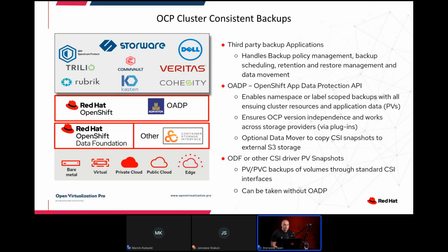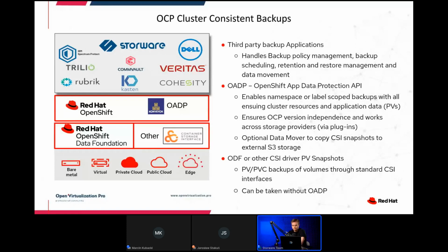And specifically for CSI, OADP also gives a possibility to leverage the CSI snapshot, so that you can take a snapshot of your persistent volume. We also provide an optional tool that can be used to copy these snapshots to some external storage, so that we have a full copy of the data outside of our cluster. Okay, so that was high level, and maybe if you could share more details, how does it work internally?